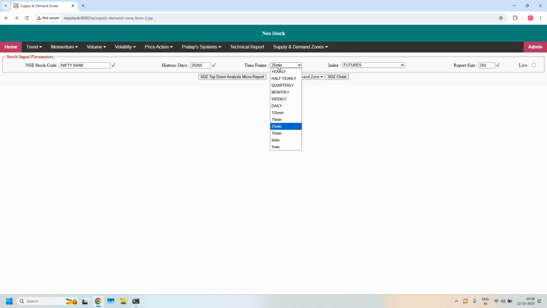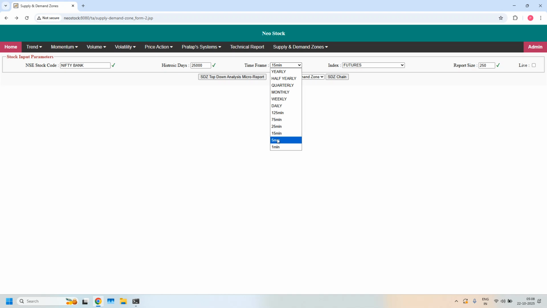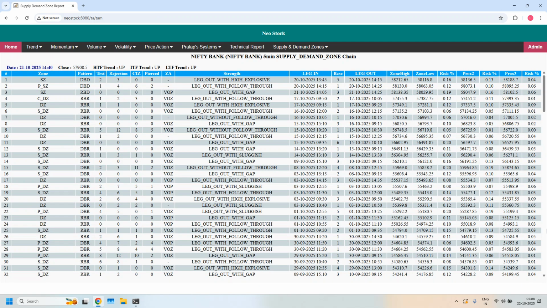Next, generating 15 minutes supply demand zone chain for Bank Nifty. Next, generating 5 minutes supply demand zone chain for Bank Nifty. So this is the Bank Nifty supply demand zone chain report generation. So we completed both Nifty and Bank Nifty.